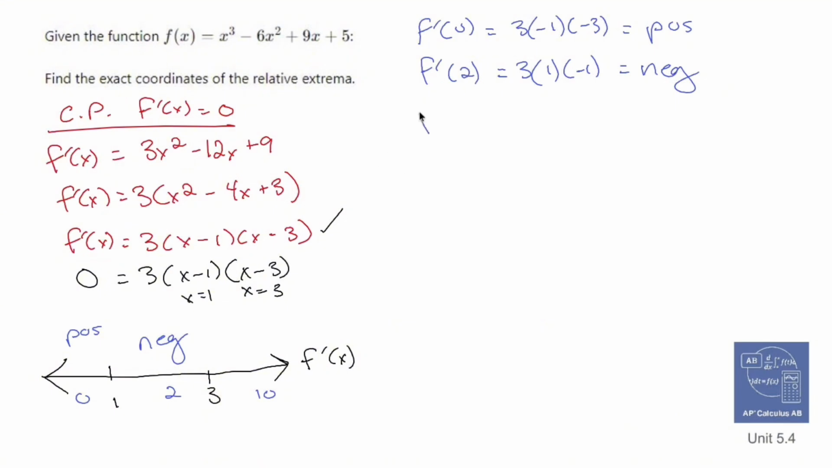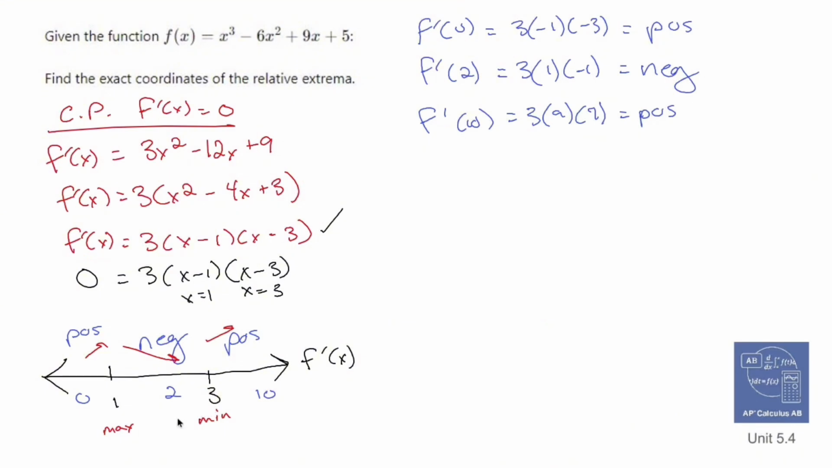Let's plug in 10. F prime of 10 is going to be 3 times 9 times 7, all positives, give me a positive, everybody wins. So I know that since you go from increasing to decreasing to increasing, you're going to be a relative max and you're going to be a relative min.